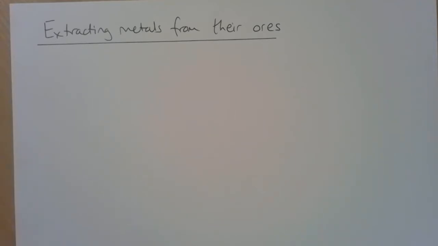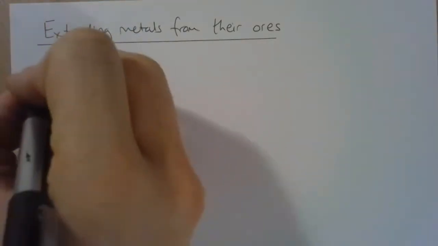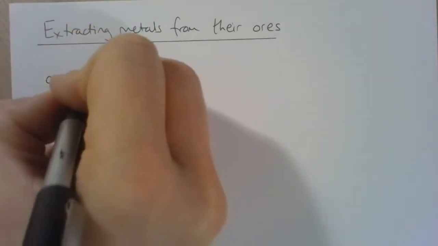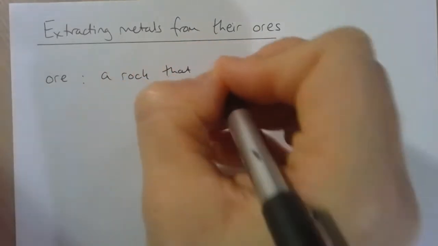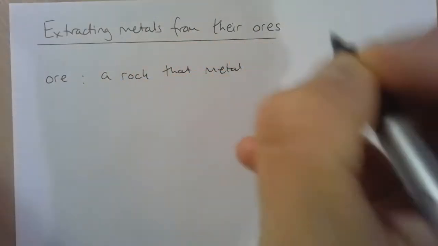We're going to be looking at how we can extract metals from their ores. The first thing we need to understand is what this word ore means. It's a rock that a metal can be extracted from for profit.